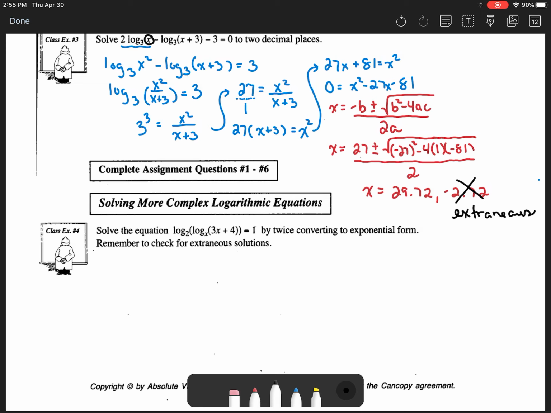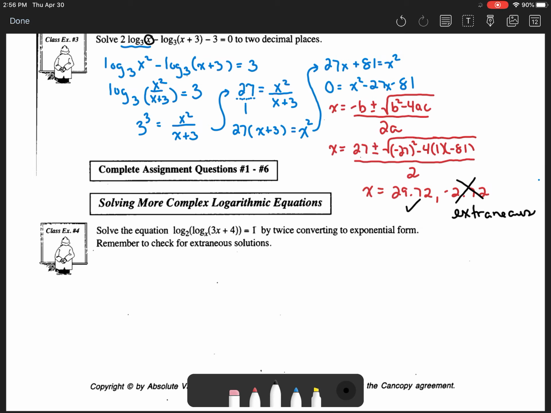Again, I trust you guys that you would go through and do this, but 29.72 does work as a valid solution. It makes the arguments positive, doesn't make them negative. It makes the left side of the equation equal the right-hand side of the equation. It is a valid solution.